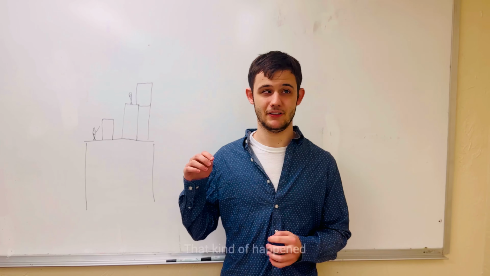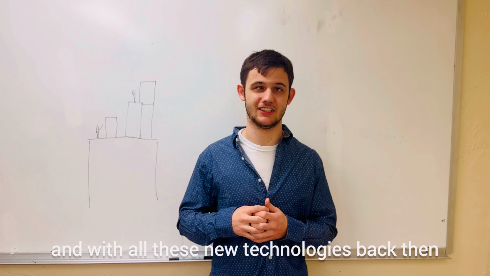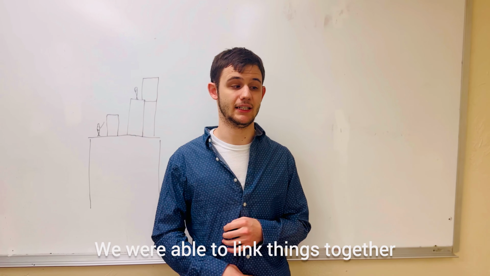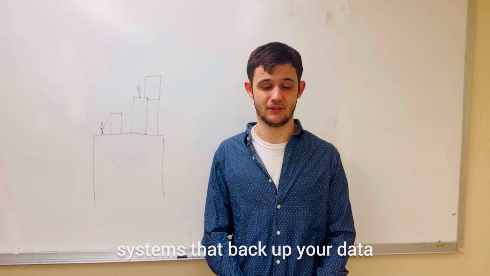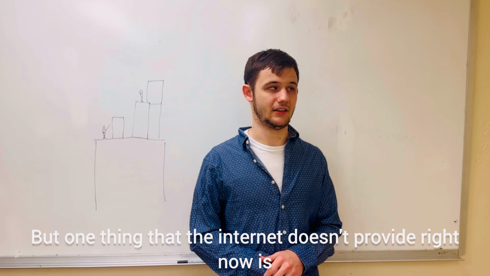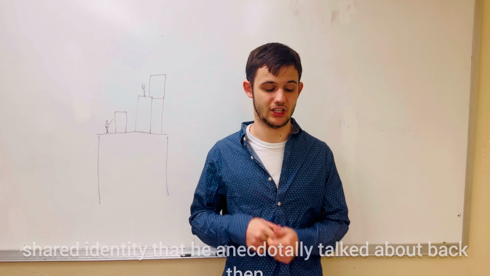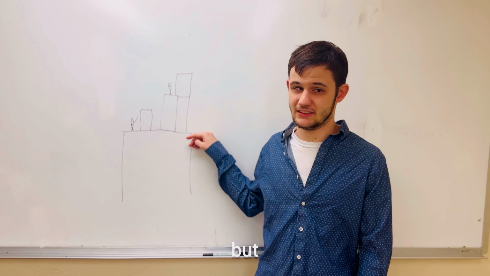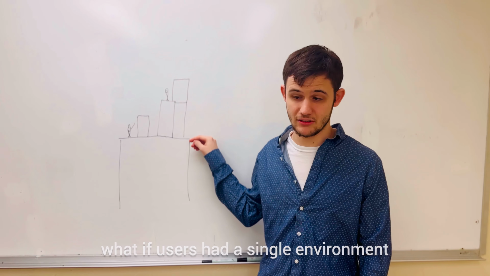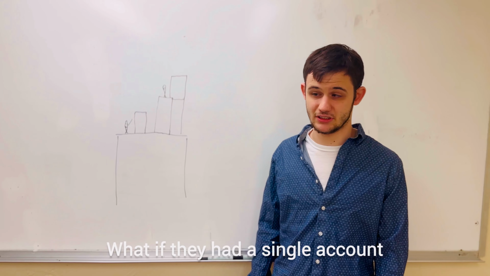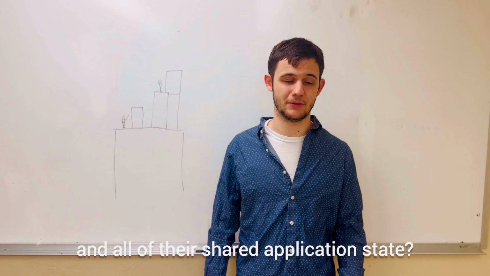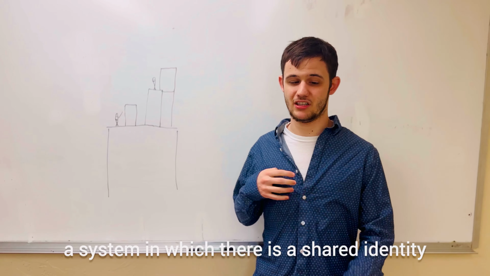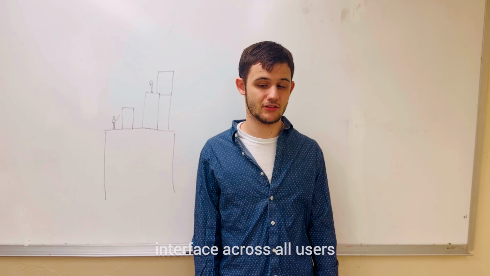That kind of happened because he said, with gigabit Ethernet coming out and with all these new technologies back then, we were able to get somewhere with that. We were able to link things together, have cloud systems that back up your data, allow it to be used. But one thing that the internet doesn't provide right now is that single, cohesive, shared identity that he anecdotally talked about back then. The internet provides a lot of stuff, but what if users had a single environment that would follow them across all their devices? What if they had a single account where they could keep all of their data and all of their shared application state? That is the vision of the MetaNet, a system in which there is a shared identity interface across all users and all applications.